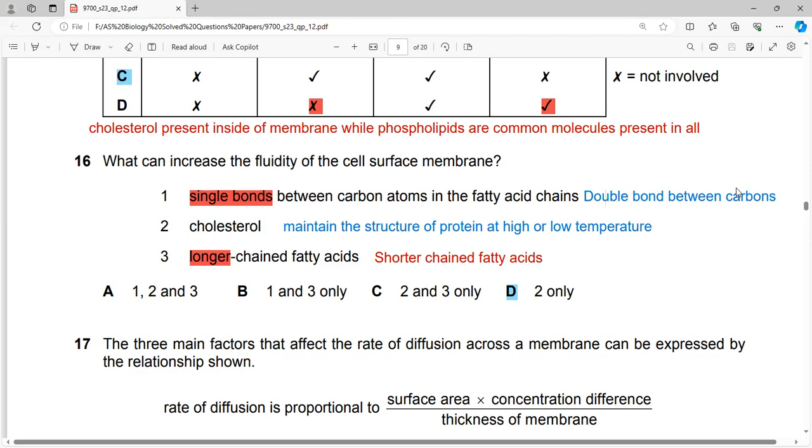So number 3, longer chain fatty acid. Longer chain fatty acid is the opposite; shorter chain fatty acid is increasing the fluidity. So in this way, the correct option will be 2 here. And options 1 and 3 are wrong. So we're going to proceed to the next question.